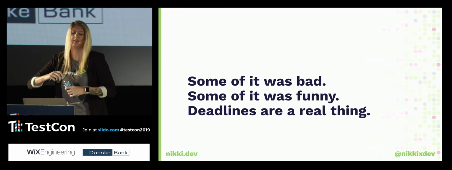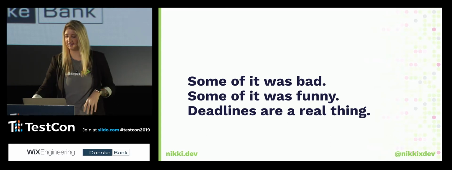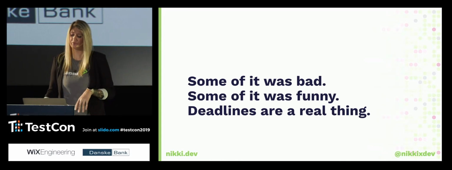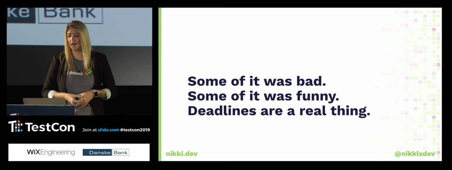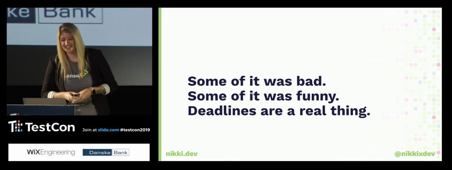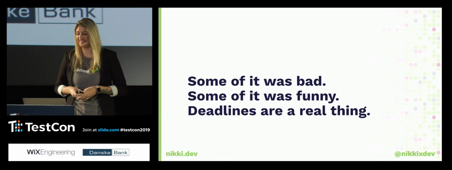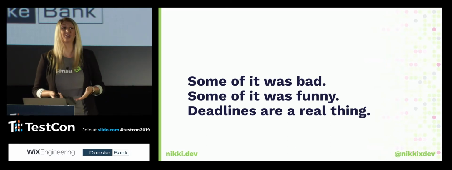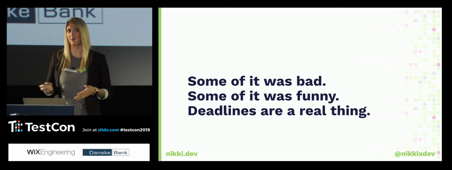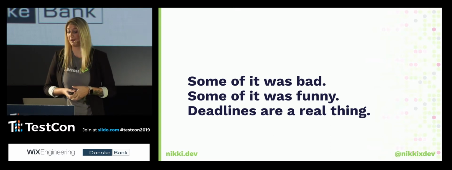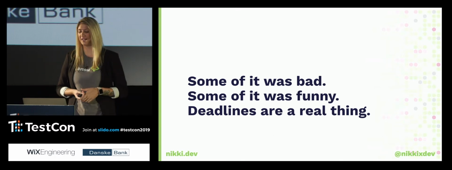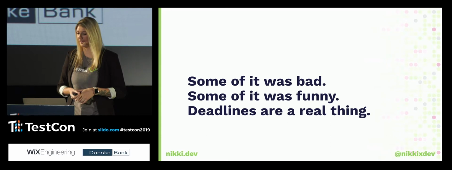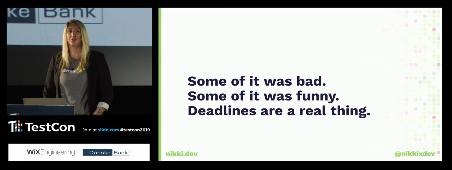So as we start to dive into some of the clunkiness of what our process for QA and releases used to look like, just please keep the following in mind. Some of it was bad, and we know it was bad, but we learned from it, and that's super valuable. We're at a really good place now. Some of it might be funny, and that's okay too, because in hindsight, many failures are very funny. And deadlines are a real thing.